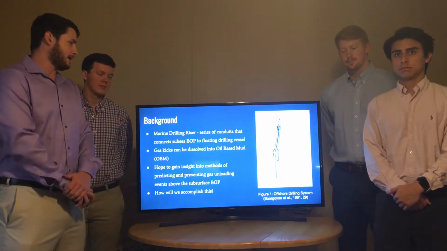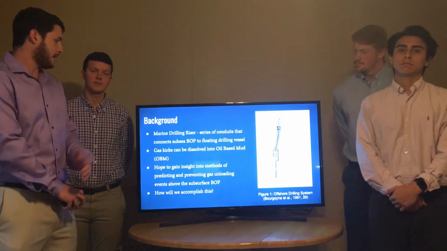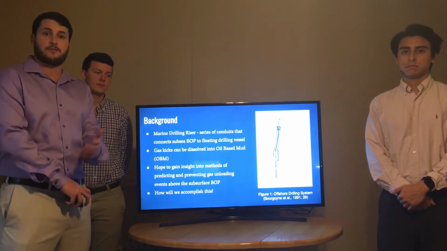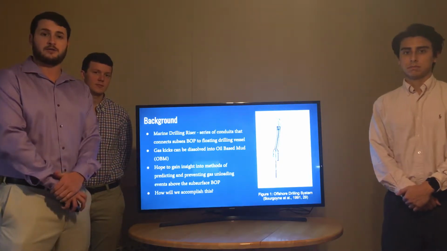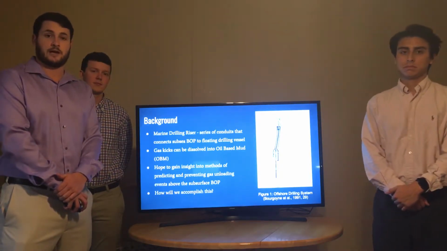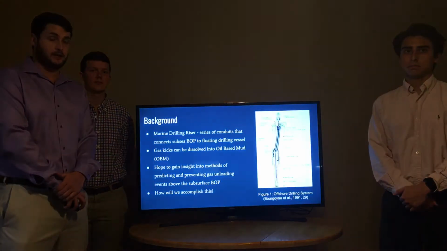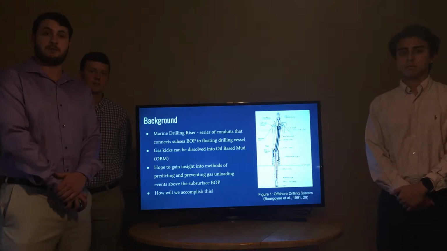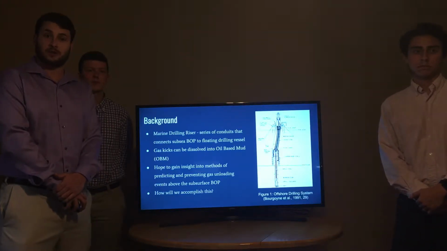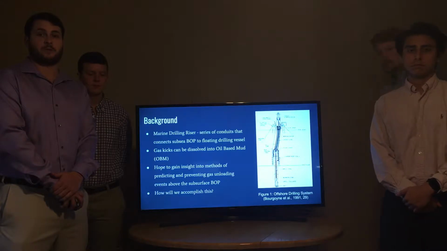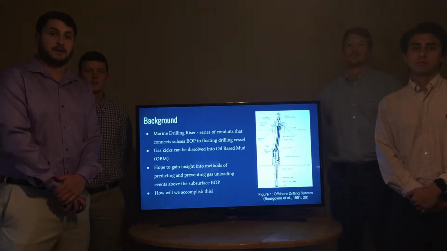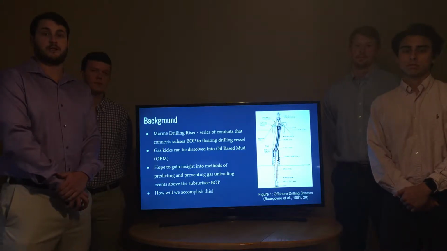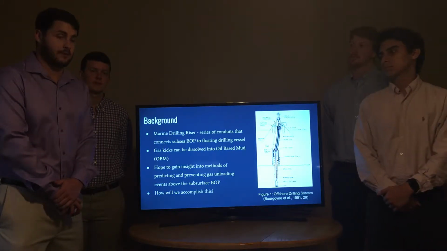A marine drilling riser is a series of conduits that connects a subsea BOP to a floating drilling vessel. Now, the riser has a large diameter main tube with external auxiliary lines that include high pressure choke and kill lines for circulating fluids to the subsea BOP. The riser is kept in place by way of a marine riser tensioner, which is located on the drilling platform. The marine riser tensioner acts to maintain a near constant tension force large enough to ensure the stability of the riser in the offshore environment.